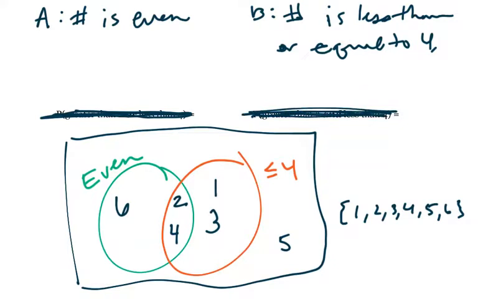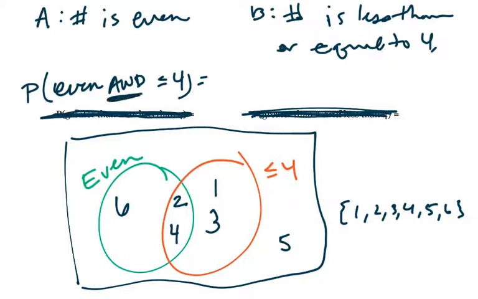We're going to make up some. So we're going to say, what's the probability that we have an even number and the number is less than or equal to 4? So the and is the intersection. That's the overlap between both circles. And we have 2 out of 6 because there are two numbers in that middle region. So 2 out of 6 is the same thing as 1/3.